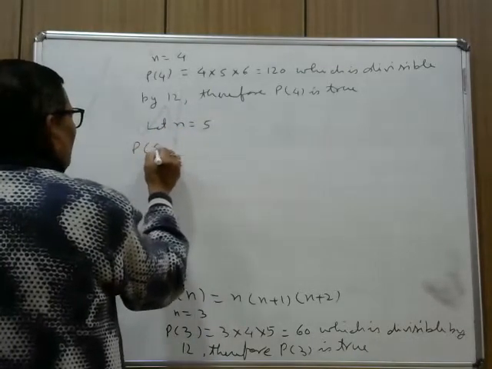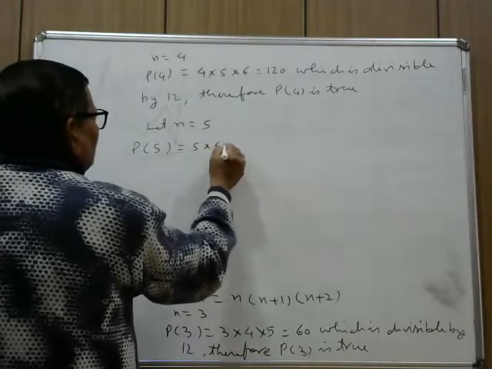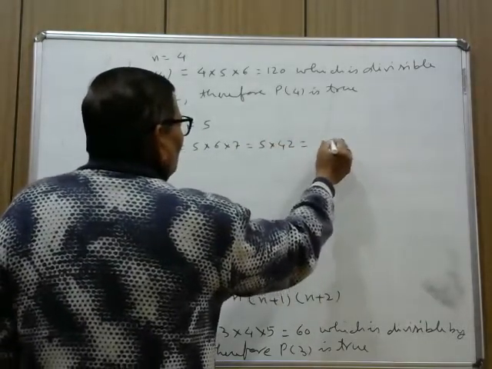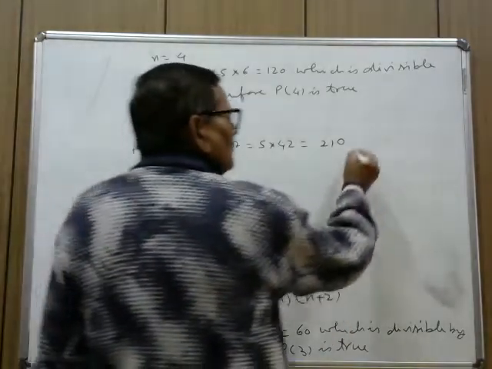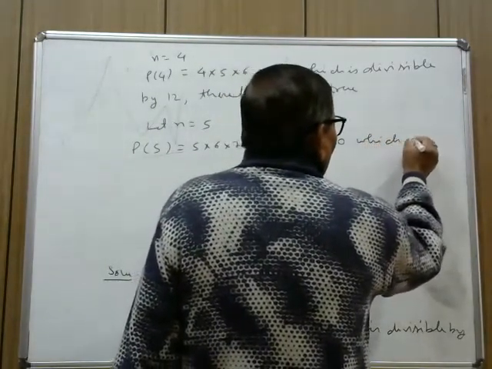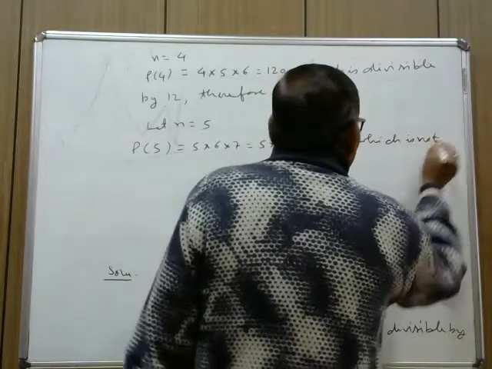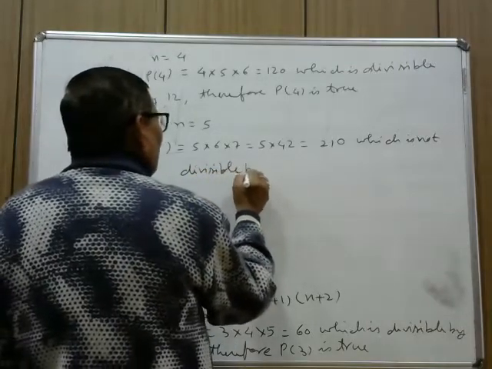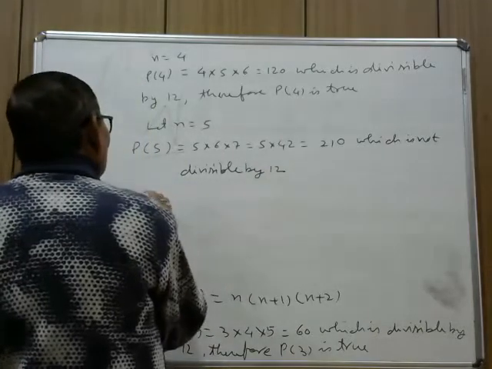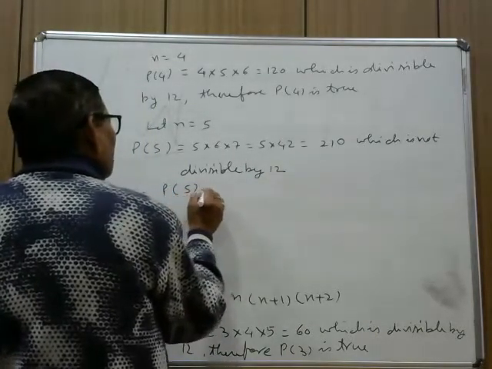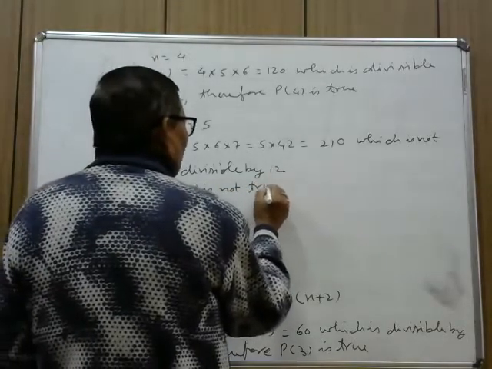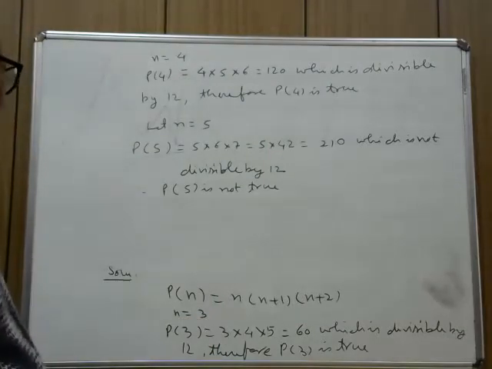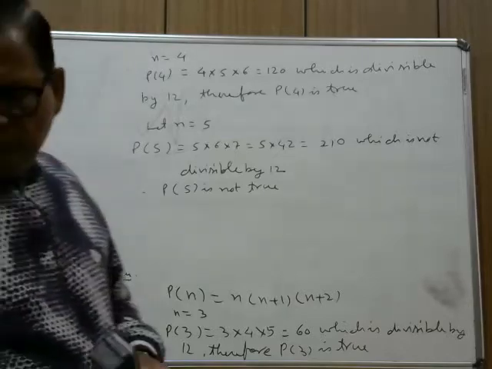You can write your P5 as 5 into 6 into 7, that is equal to 5 into 42, 210, which is not divisible by 12. Therefore, P5 is not true. So, in this way, you have shown here the given statement Pn is true for n equals to 3 and n equals to 4, but not n equals to 5.